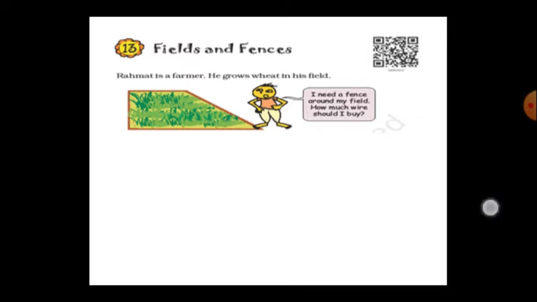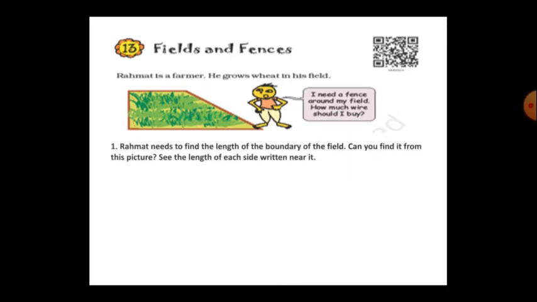How do we know? Let me see. Rahmat needs to find the length of the boundary. To find how much to buy, you have to use the perimeter formula here. Perimeter means the length of the boundary of the field. Whatever shape is given, if you want to find the surrounding boundary, you use the perimeter. Here also Rahmat needs to find the length of the boundary of the field.